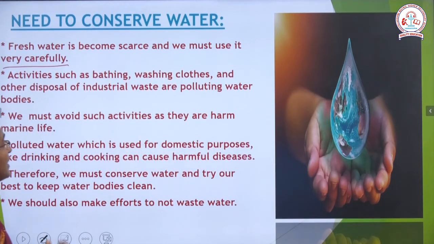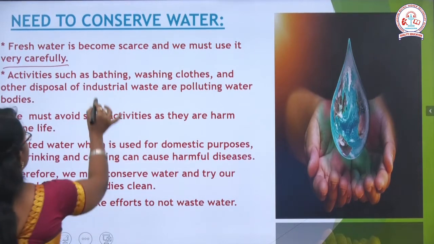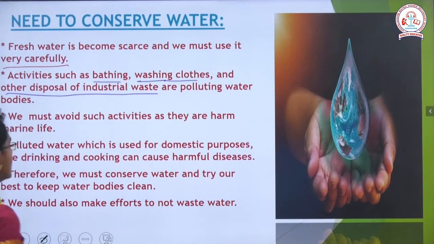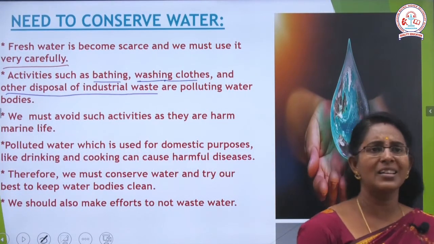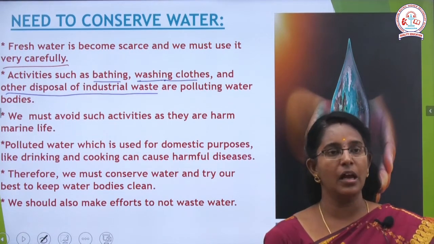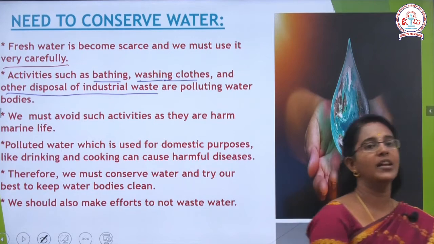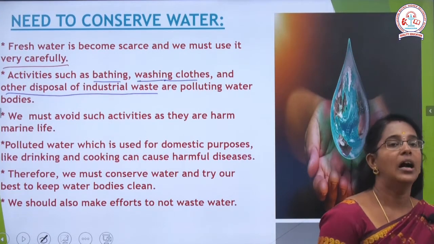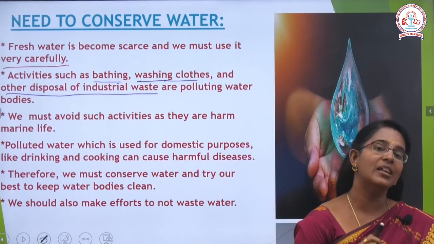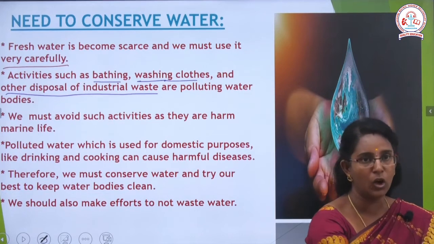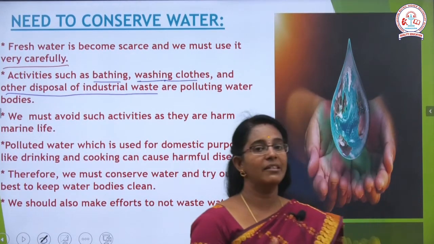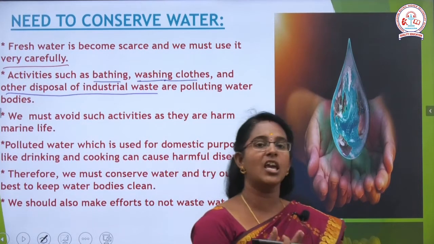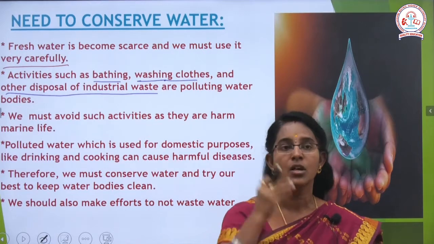Next, what are the activities in which we use water? Activities such as bathing, washing clothes, and disposing of industrial waste pollute water bodies. Yes, we are polluting the water and our land also. What are the activities we are doing to pollute the water? Bathing, washing clothes in the river. There are so many people who don't know the reality. They wash clothes or cattle and other animals in the water. It spoils the nature of the water. And when washing clothes, they use chemical soaps. In the river or pond, the chemicals mix with the water and spoil the originality of the water. And then we use the same polluted water for drinking and other activities. So the water is polluted.